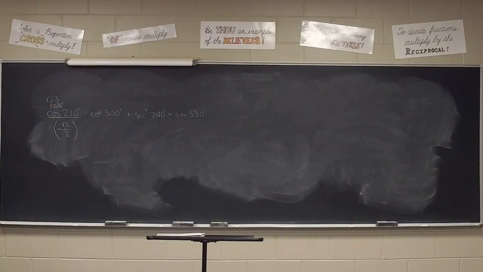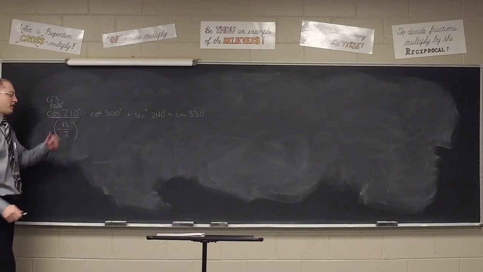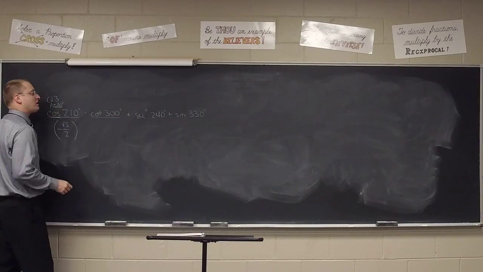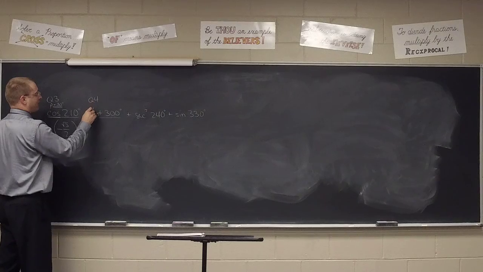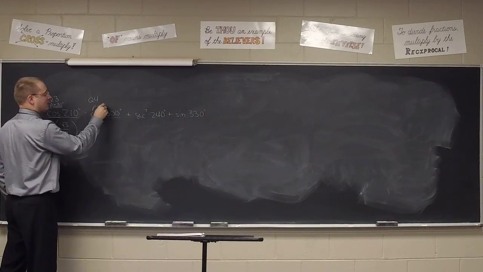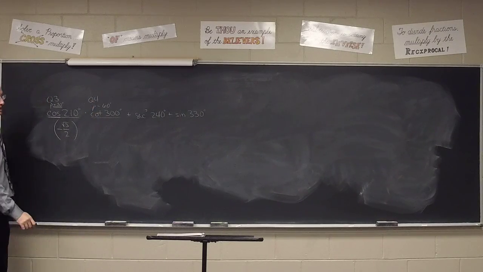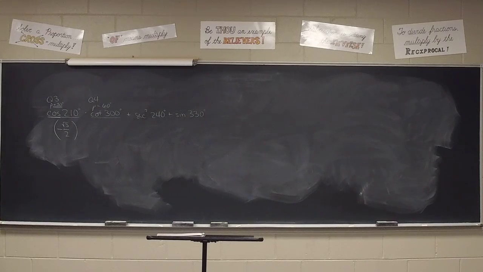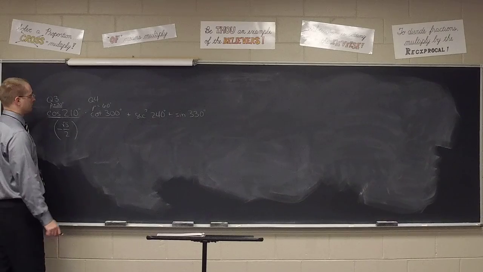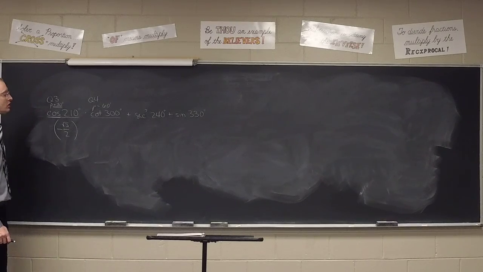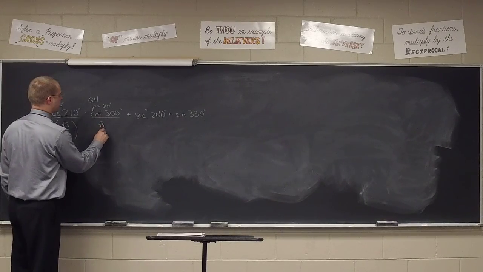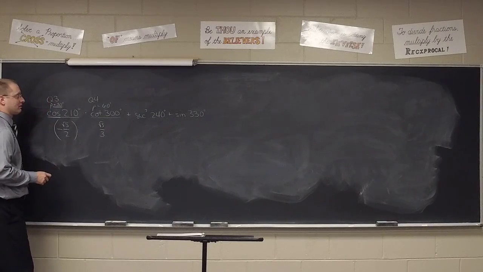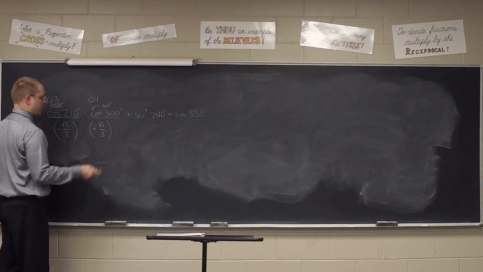Now we go to the next thing. Cotangent of 300 degrees. We start by asking ourselves which quadrant? Quadrant 4, right? Reference angle 60. The cotangent of 60 degrees is 1 over square root of 3, which is square root of 3 over 3. But quadrant 4, cotangent is negative. Negative square root of 3 over 3.